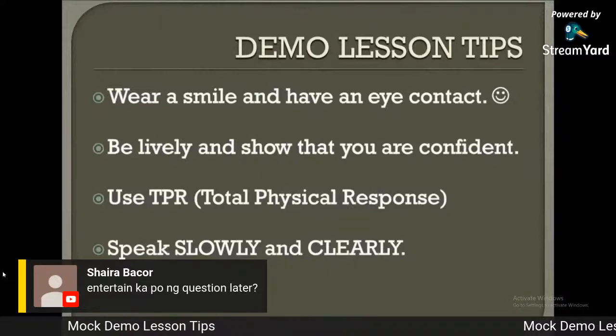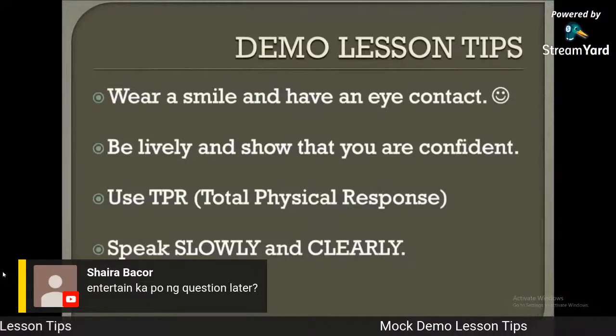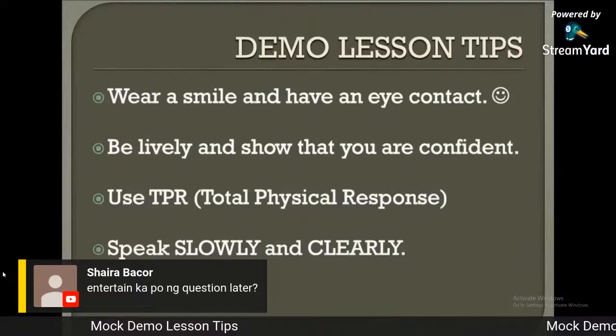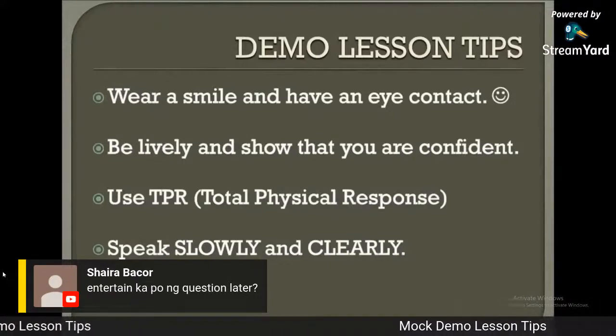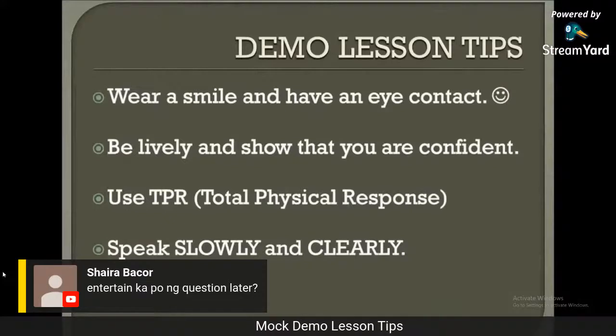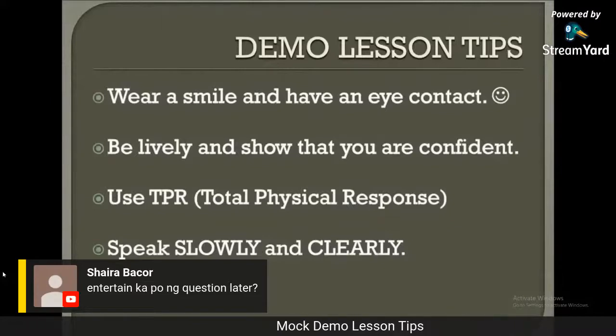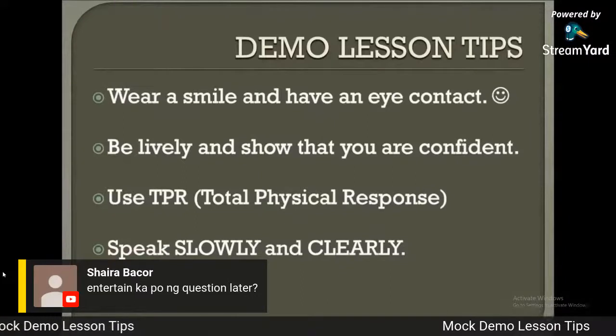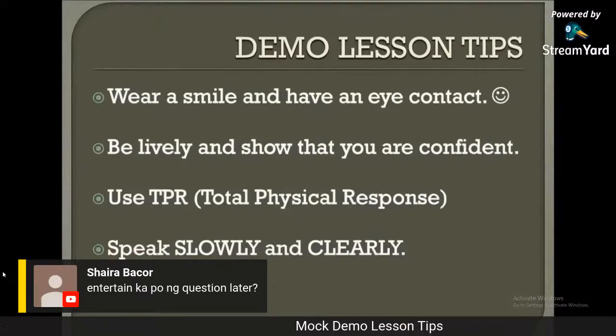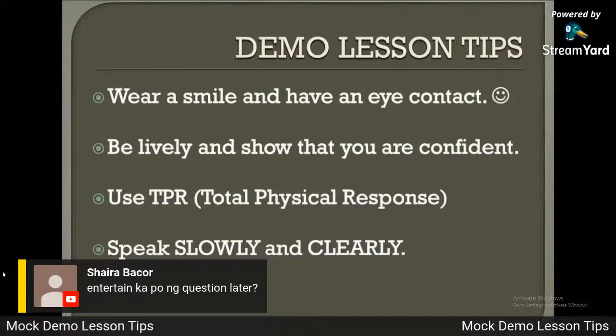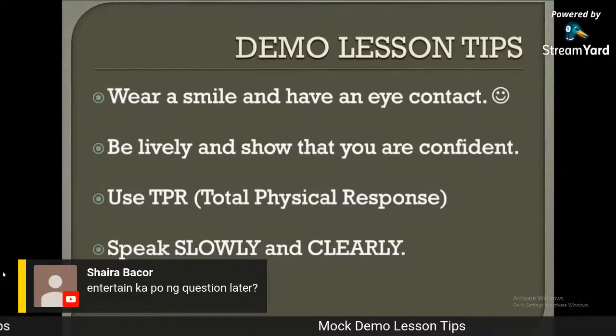Number two, be lively and show that you are confident. Have good energy, and your energy should be consistent from the start, through the middle, and to the end of your lesson. And third, use TPR, or total physical response, like hand gestures and body movements. That's also very important. That will catch the attention of your student.